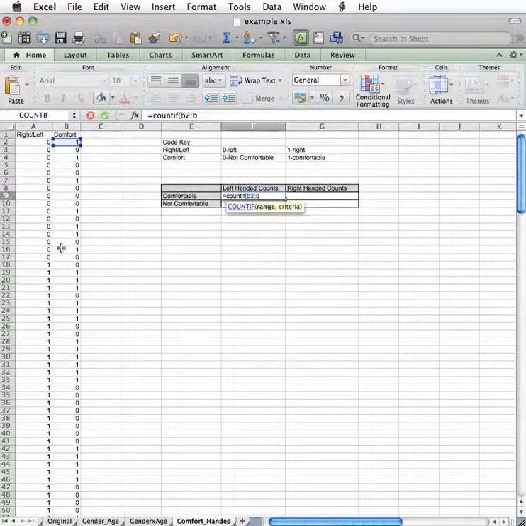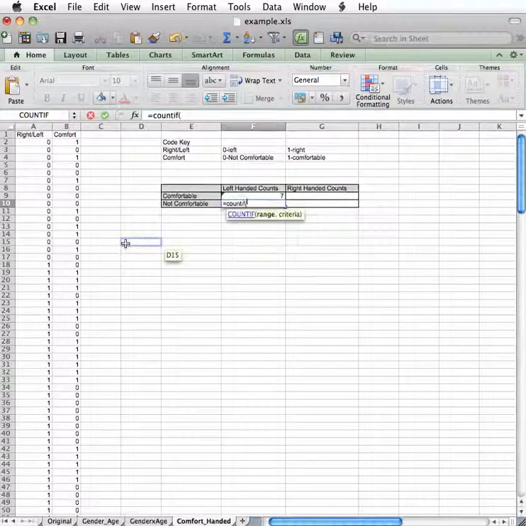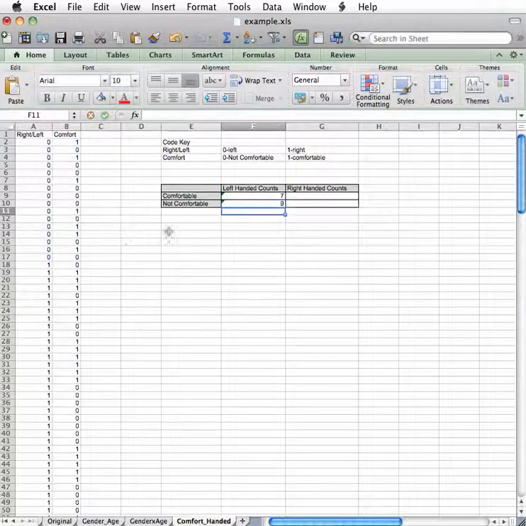So A17, so B17, and I'm going to count if these are comfortable. So comfortable would be the 1. And that is my count there. And then in the next one, I'm going to do a COUNTIF, and I'm going to do this B2 through B17 there, and I'm going to count these if they are the not comfortable, the zeros.